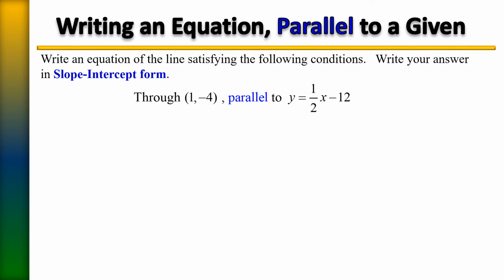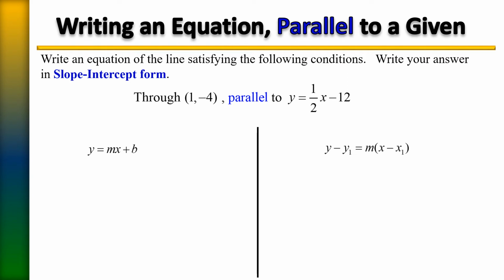Now, to write our new line, all we need to know is the fact that our given line has a slope of 1/2, because remember, whatever is in front of x is the slope. So since we want to write a line parallel to that, the new line that I'm going to create is also going to have a slope of 1/2, and I am going to use the ordered pair of (1, -4). So let's go ahead and plug that into our formulas.